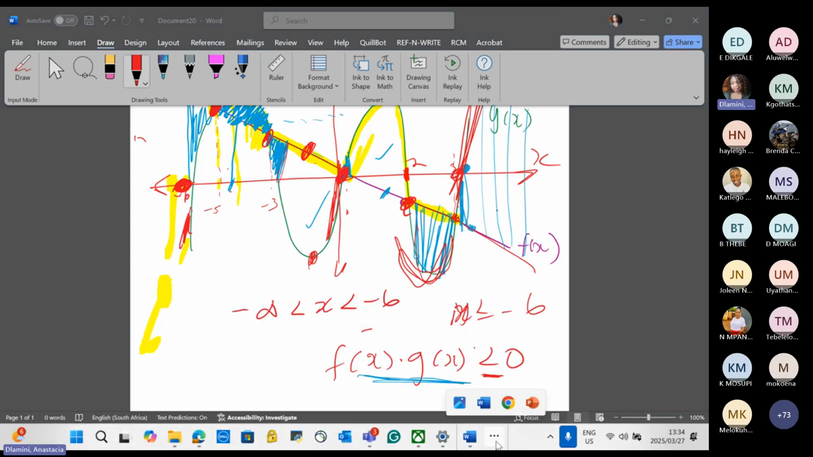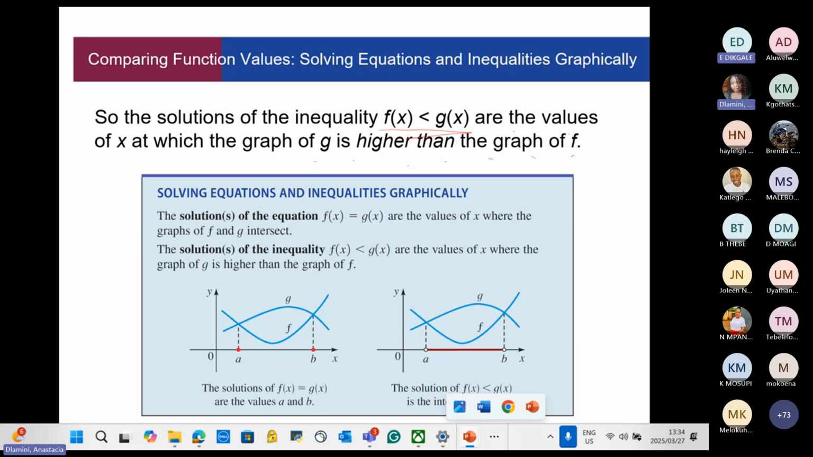So this is what they're explaining here. They're saying this point and this point here, that's where the graphs are intersecting, right? And because this graph here is above g of x, therefore the graph of g of x is greater than f of x, because f of x is at the bottom on this particular interval. That's what they are writing here. Are we all together there?